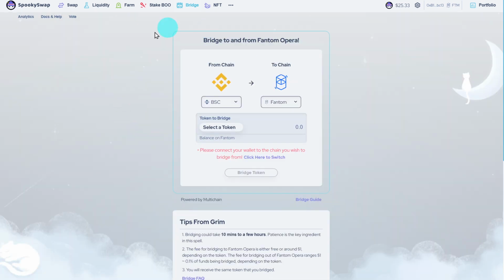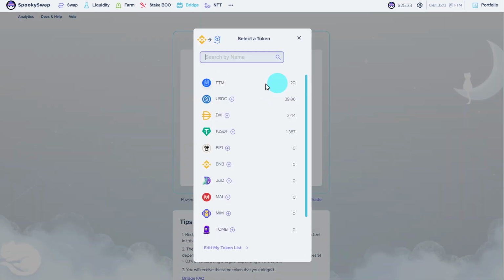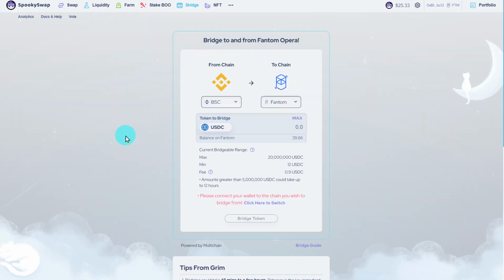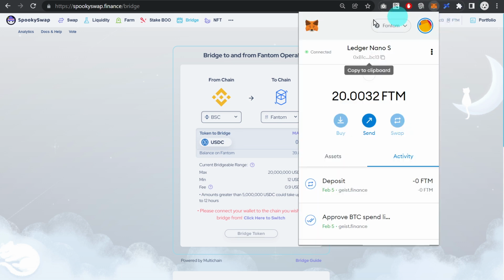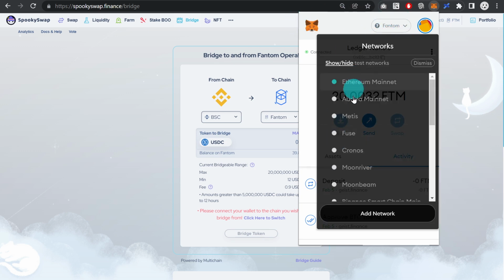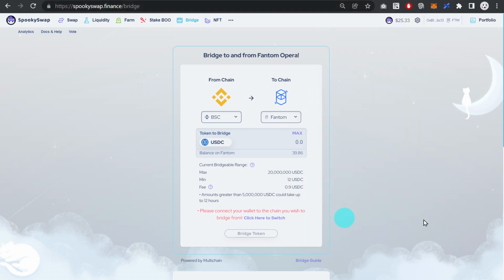So you do that on the Binance Smart Chain and then you select your token and you bridge your money over from one blockchain to the next. Once you have done that within your MetaMask, you can change the blockchain that the browser extension is interacting with, right? So you switch from Binance Smart Chain to Phantom. So now you've got your assets on Phantom.